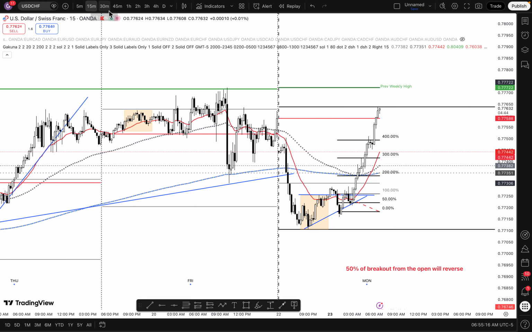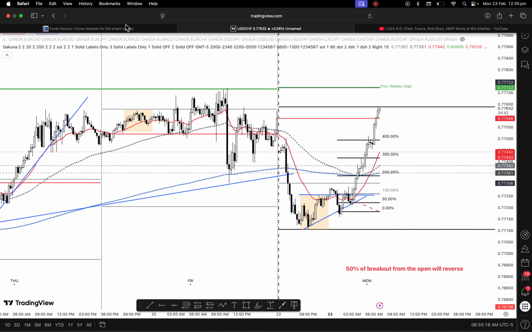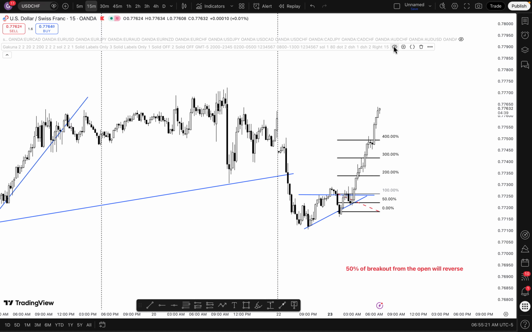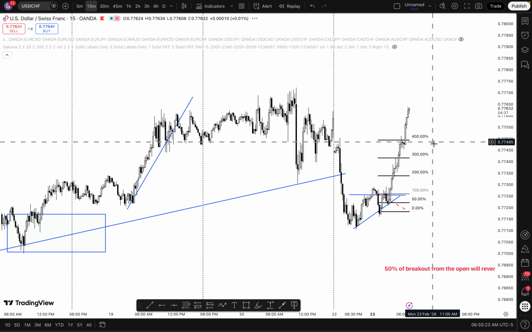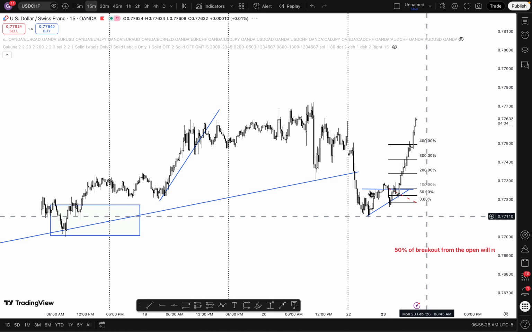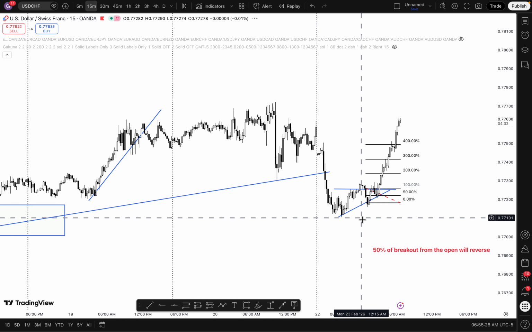Okay, now let's take off the indicator. So you see how that looks without the indicator. Remember that Asia high and low is the opening range of our session. The opening range of the week is Monday's high and low.